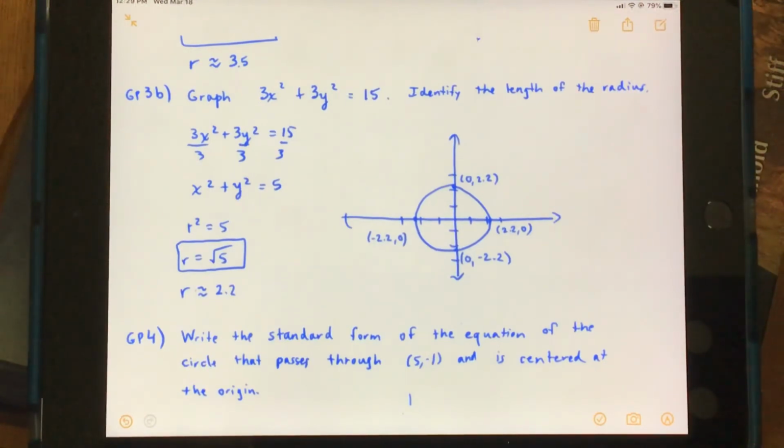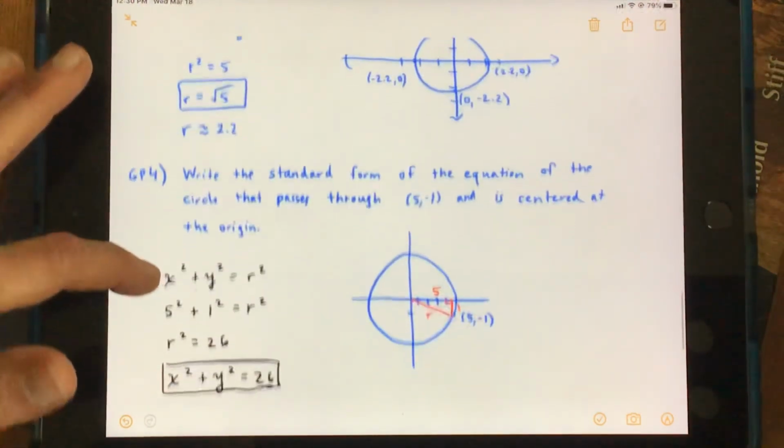So I divided all of my terms in my equation by 3, and so my standard form equation for the circle is x squared plus y squared equals 5. Therefore, my radius squared is 5, and my radius then will be the square root of 5, which is approximately 2.2. So again, I've drawn my circle centered at the origin through all of the points that are 2.2 spaces away from that origin, and labeled my 4 ordered pairs that determines my circle. I think I got a little bit worse at drawing my circle this time, but you guys will probably be much better at drawing nice round circles through your points.